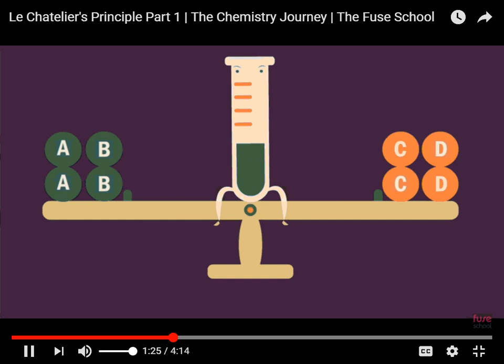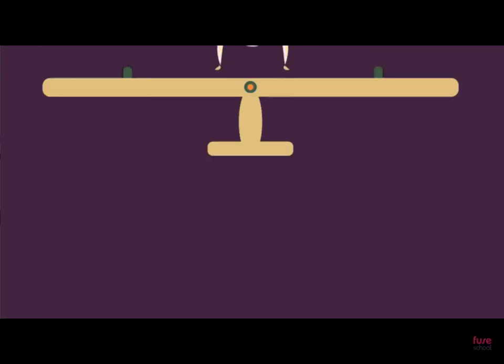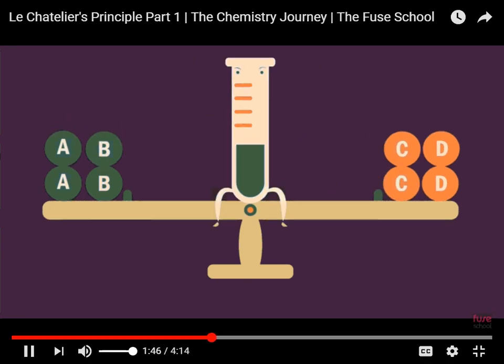In order to remove the excess A and B, the equilibrium, therefore, shifts to the right. If we added more C and D, the system becomes stressed and is also no longer at equilibrium. So to counteract the stress, the system forms more A and B, meaning it shifted left.